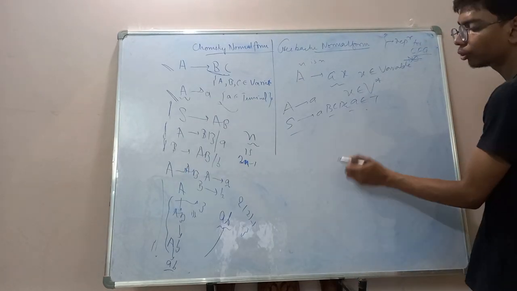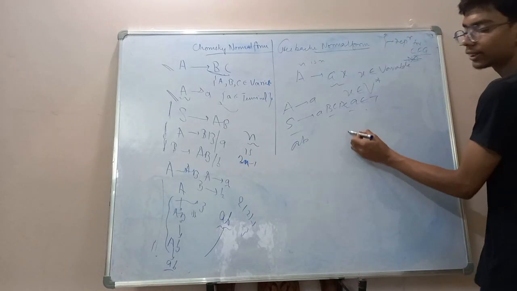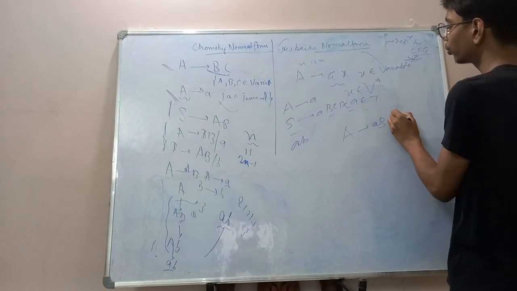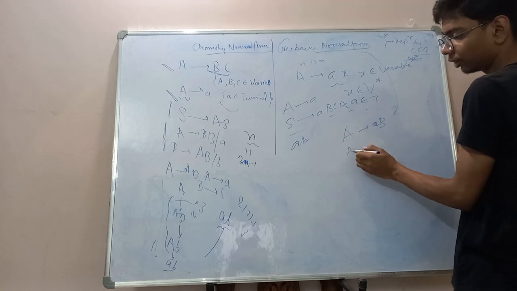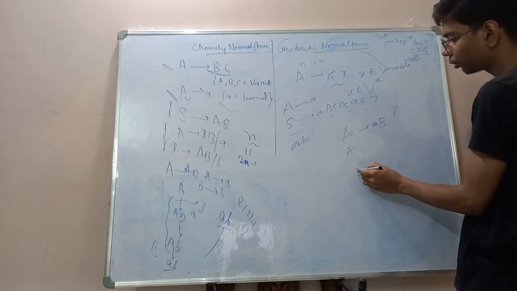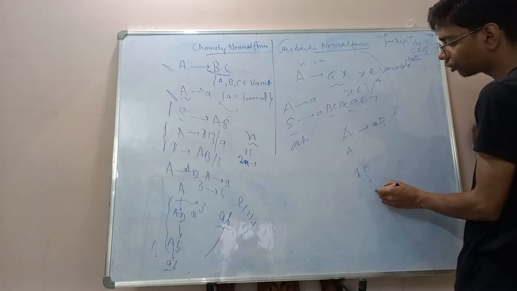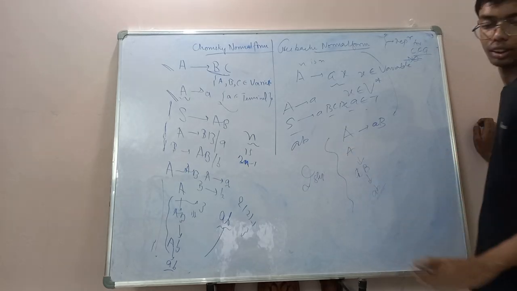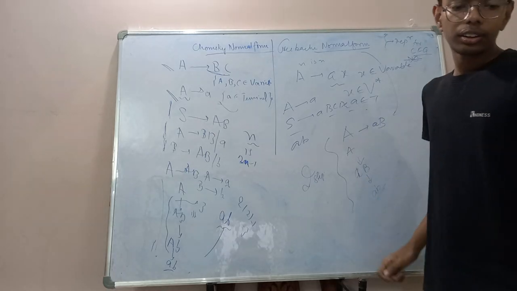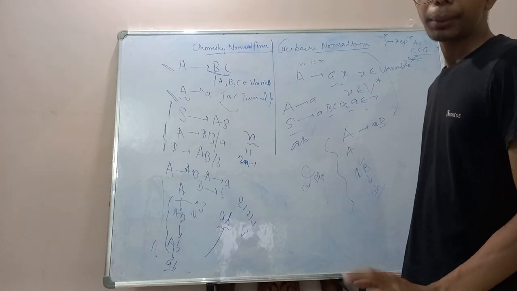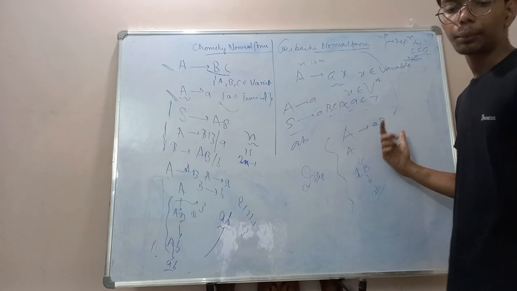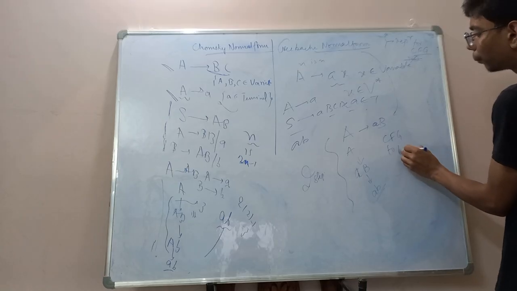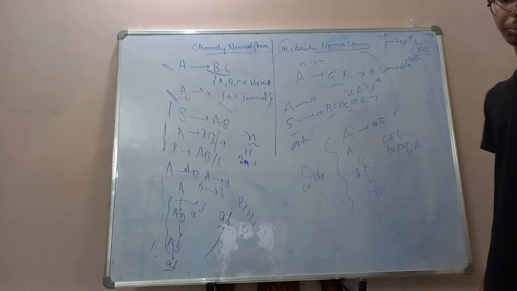Now suppose I want to produce this ab, so I will write this as S goes to aB, right? This is my Greibach normal form, and I can write A goes to aB and B goes to b, so it will be ab, right? So the total number of steps involved is two steps, right? Now the Chomsky normal form is used in the membership algorithm, and this Greibach normal form is used to convert context-free grammar to pushdown automata, right?